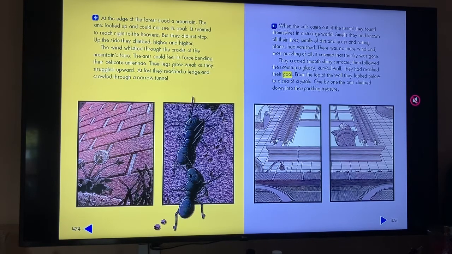When the ants came out of the tunnel, they found themselves in a strange world. Smells they had known all their lives, smells of dirt and grass and rotting plants had vanished. There was no more wind, and most puzzling of all, it seemed the sky was gone. They crossed smooth, shiny surfaces, then followed the scout up a glassy, curved wall. They had reached their goal. From the top of the wall, they looked below to a sea of crystals. One by one, the ants climbed down into the sparkling treasure.